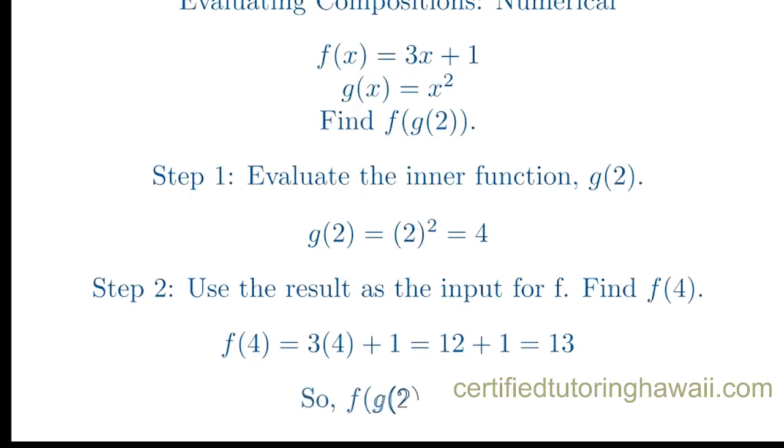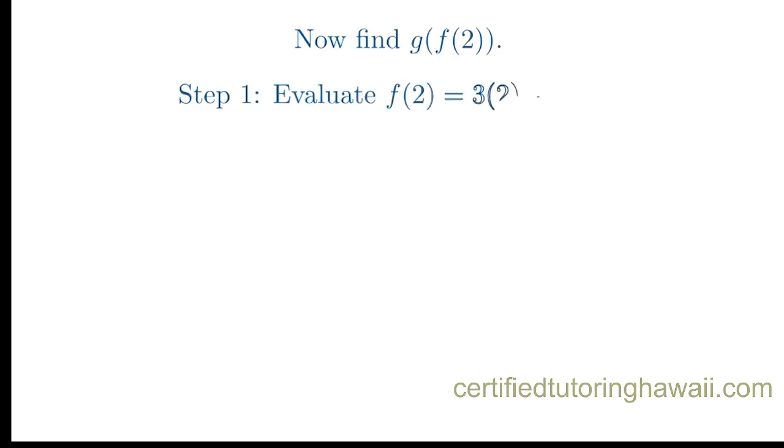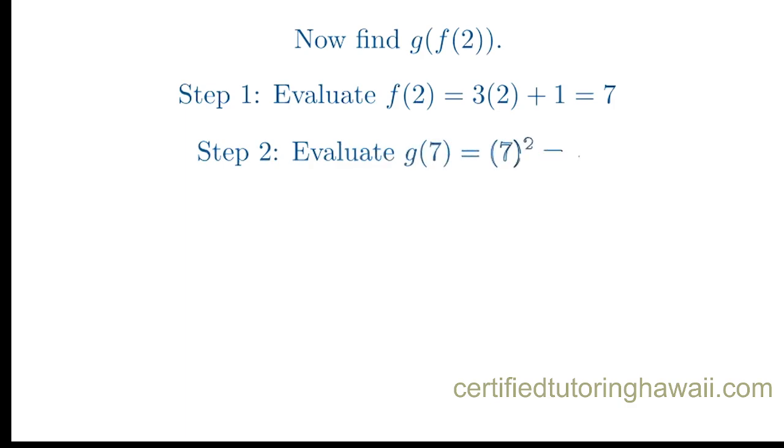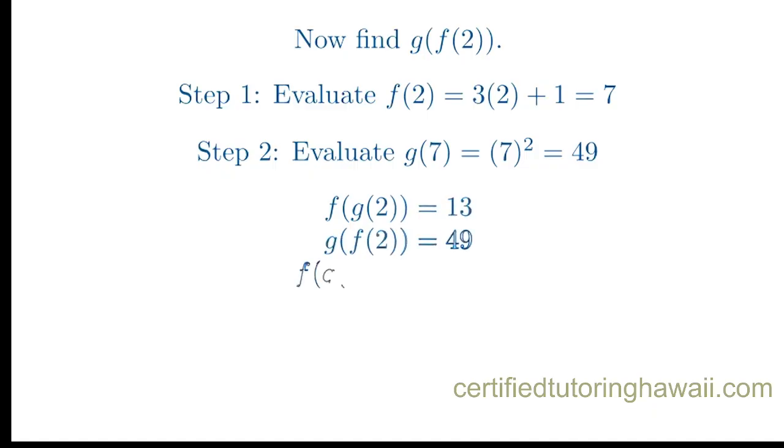We followed the two-step process. Find g of 2, then find f of that answer. What if we did it the other way around? Let's find g of f of 2. First, we evaluate the inner function, f of 2. This is 3 times 2 plus 1, which is 7. Now, we use 7 as the input for the outer function, g, so we find g of 7, which is 7 squared, or 49. Notice that f of g of 2 was 13, but g of f of 2 is 49. This demonstrates a crucial property. Function composition is not commutative. The order matters.